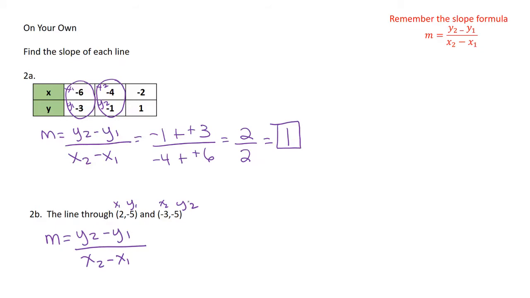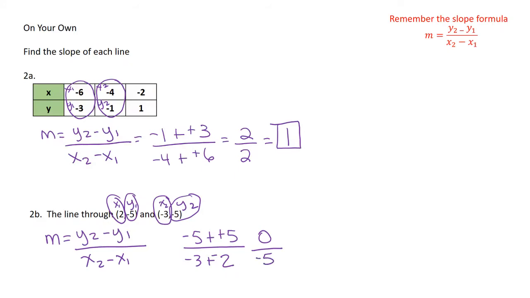All right, so y2 is -5, so I'm going to say -5 minus y1, which is also -5, and x2, which is -3, minus, and our x1 is 2. So let's go ahead and get our plus the opposites in. So -5 plus a +5 is 0, and -3 and -2 is a -5. But I have a 0 here. Okay, so in this case, it's just not going to have a slope.